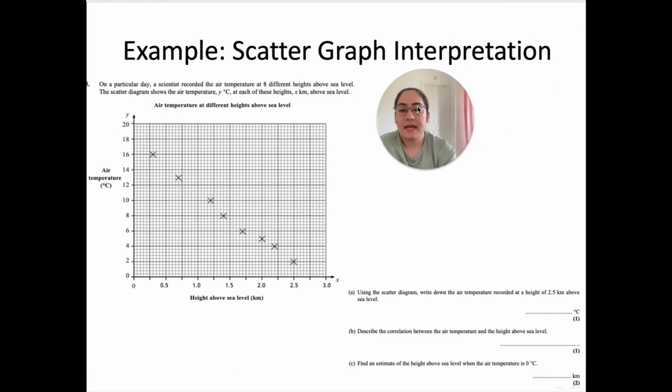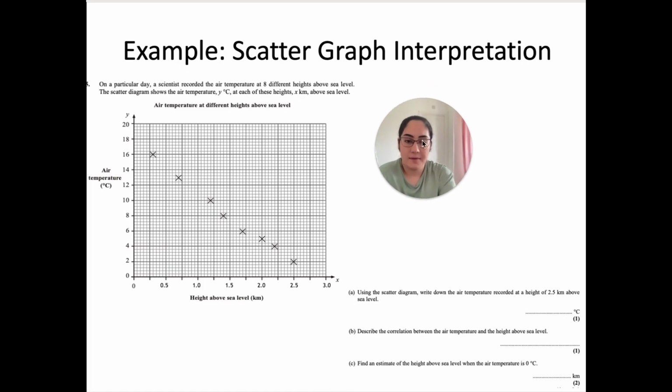Let's keep going. We have a scatter graph. On a particular day, a scientist recorded the air temperature at 8 different heights above sea level. The scatter diagram shows the air temperature y, in degrees centigrade, at each of these heights, x kilometers above sea level. Okay, so the x-axis represents height above sea level and the y-axis represents the temperature. Let's look at the questions we have down here.